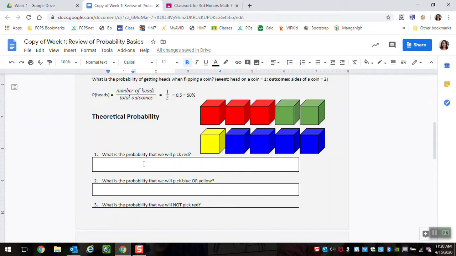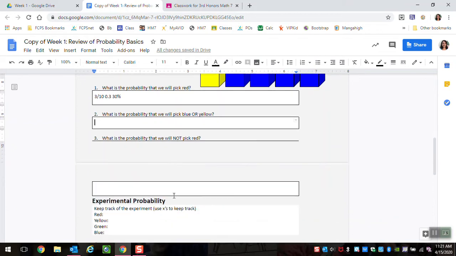What is the probability that we will pick red? Miss Burke, the probability is 3 out of 10 because there's 3 red blocks out of 10 total blocks. Why, thank you, Lucas. I'm glad you participated today. So the probability of getting red is 3 out of 10, or 0.3, or 30%. I don't have a preferred way for you to write it. Most commonly we use a fraction and put it in simplest form.